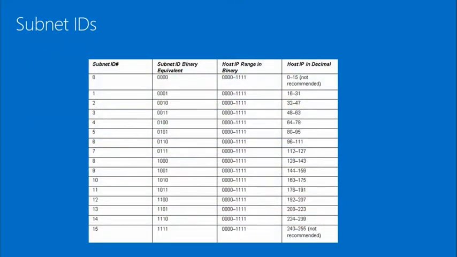Here are some different subnet IDs, the binary equivalent, the host IP range in binary, and the host IP in decimal. I'll just leave this up. You can kind of review this a little bit. You might want to pause on this and read it if you're more interested.